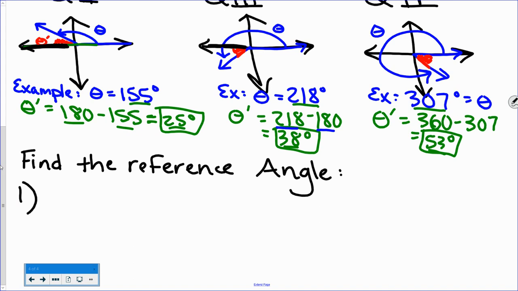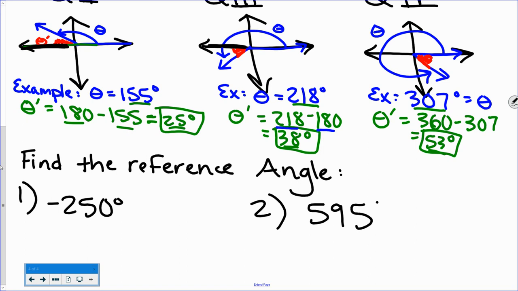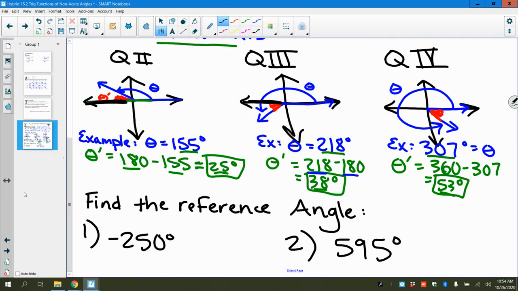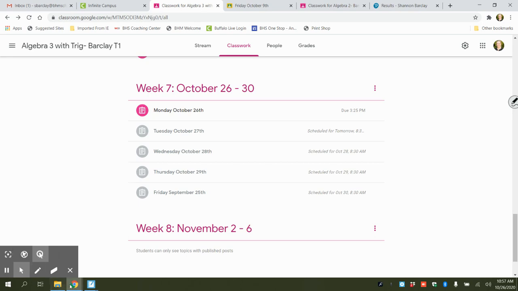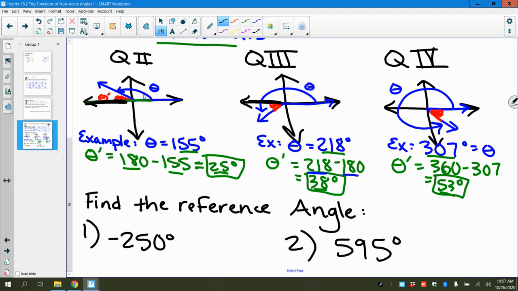So if I just give you the angle, so negative 250 degrees, we haven't done a negative one yet, or we haven't done one that's more than 360 degrees. If it helps you to sketch them, go ahead and sketch them, but I'll let you try those two here, and then I'll pause. Okay, let's see how you did with those two.